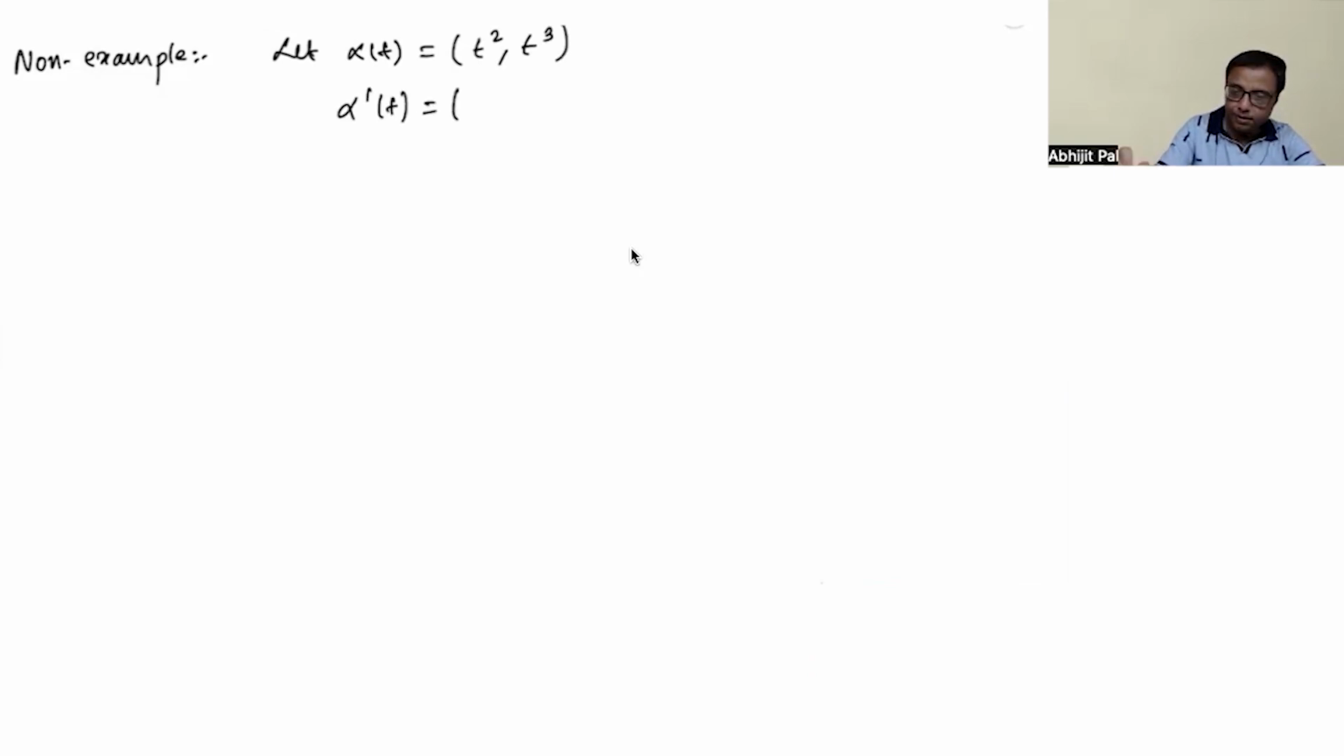And what can be a non-example? Let alpha t be equal to t square, t cube. So alpha prime t is equal to 2t, 3t square. So alpha prime 0 is equal to 0, 0. Therefore this alpha is not a regular curve. Alpha is not regular at t equals 0.